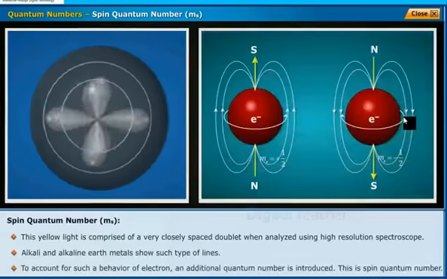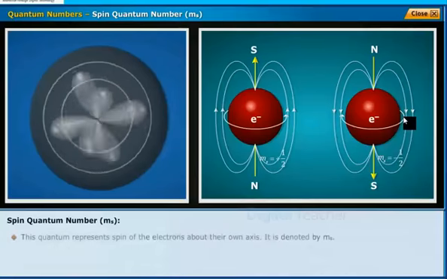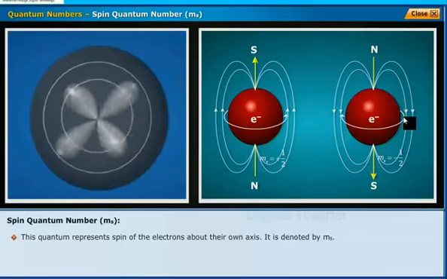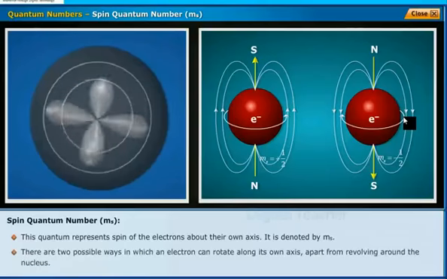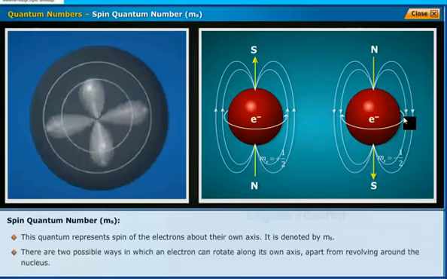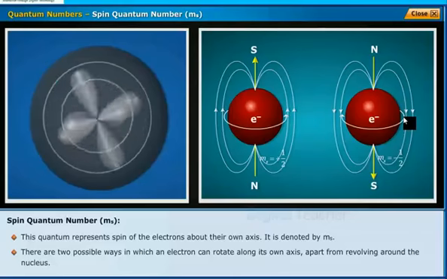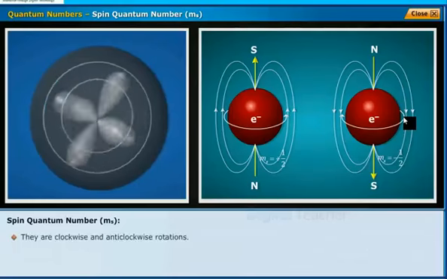To account for such a behavior of the electron, an additional quantum number is introduced. This is the spin quantum number. This quantum number represents the spin of the electrons about their own axis. It is denoted by ms. There are two possible ways in which an electron can rotate along its own axis apart from revolving around the nucleus. They are clockwise and anti-clockwise rotations.